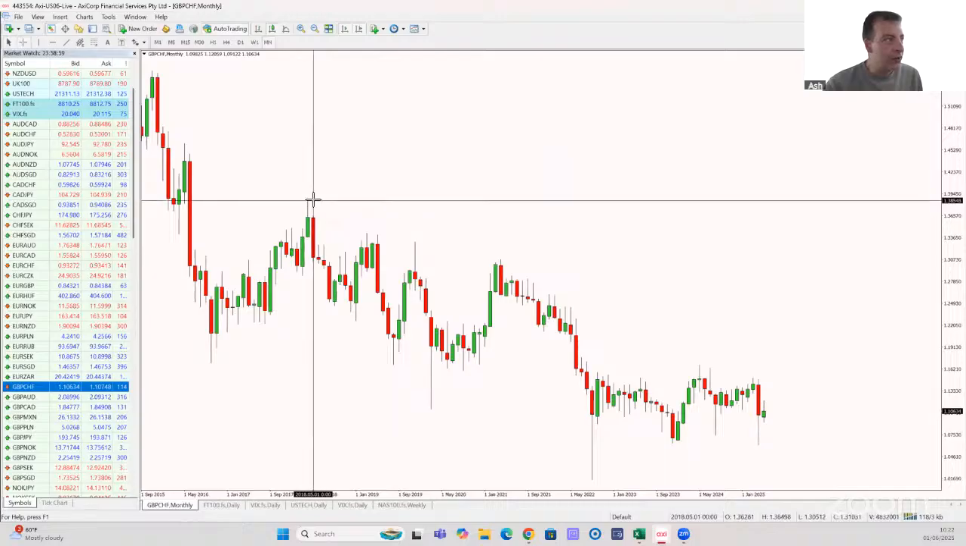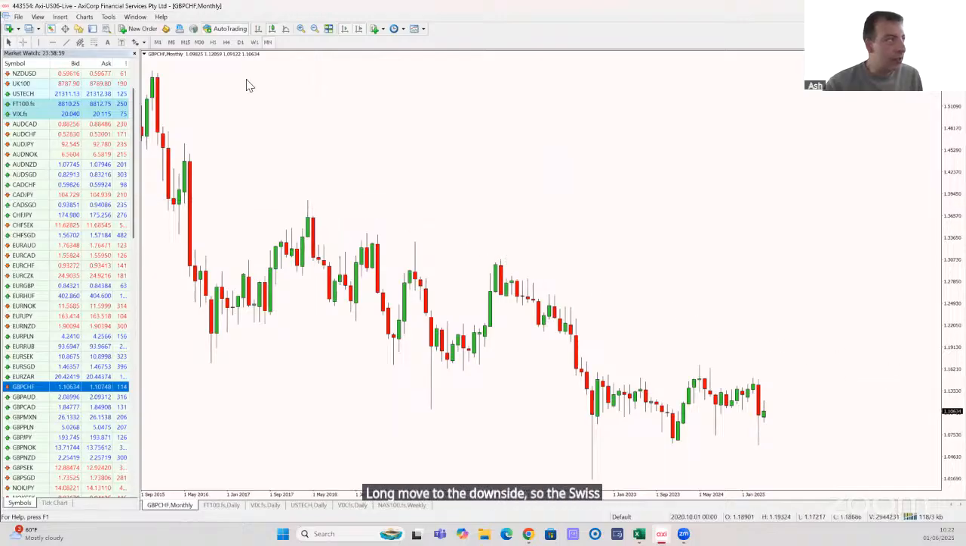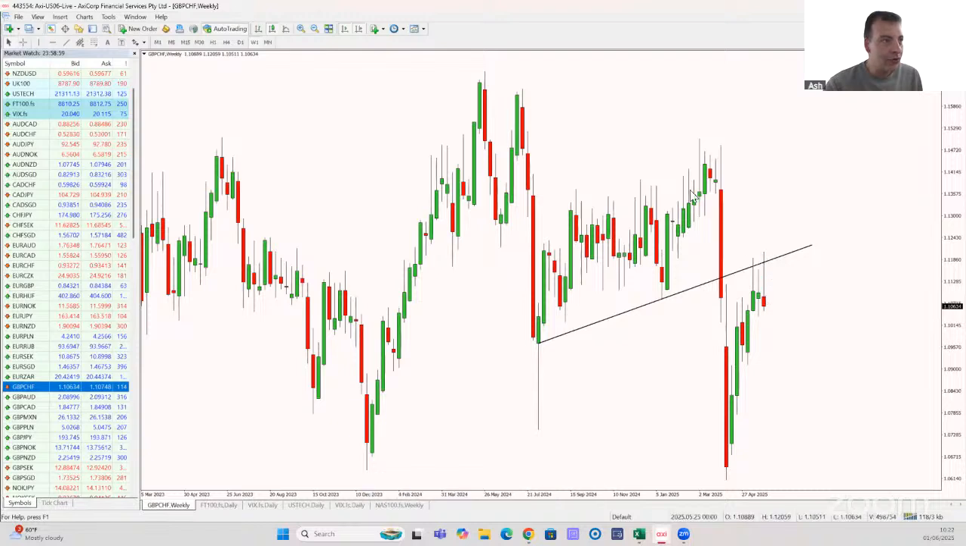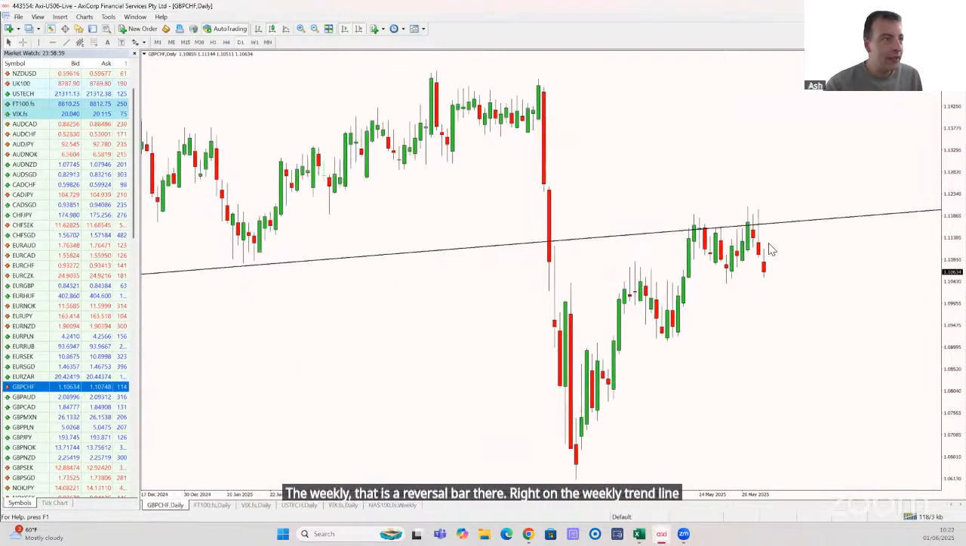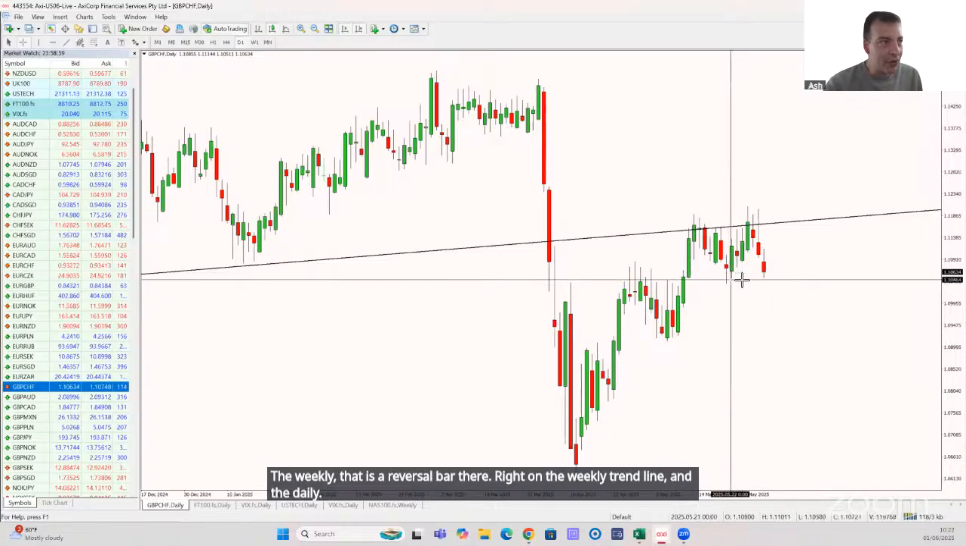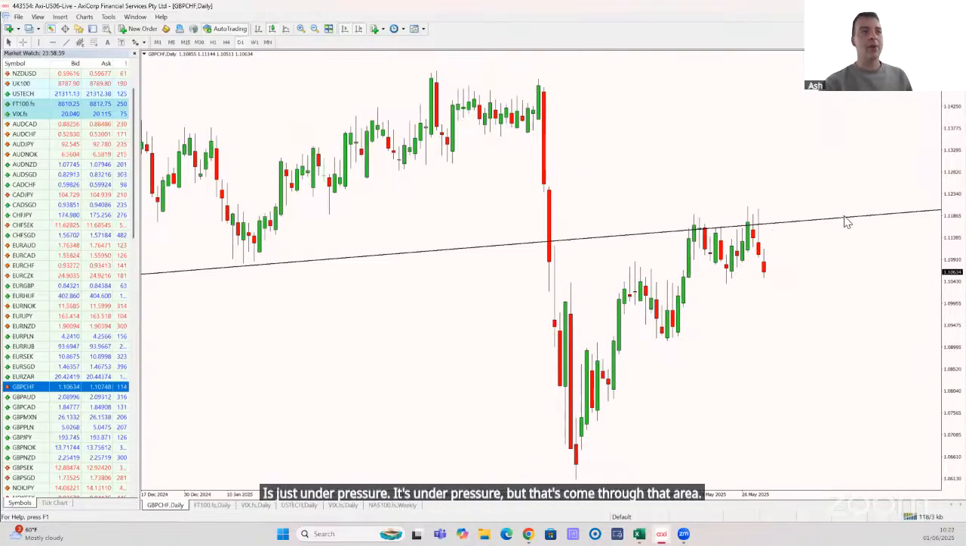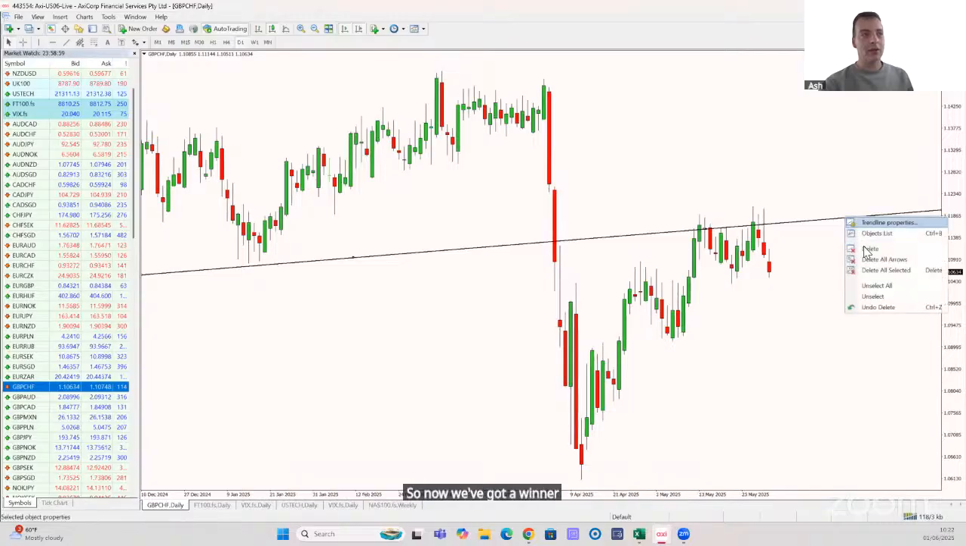Long move to the downside, so the Swissie's looking really good here. The weekly, that is a reversal bar there, right on the weekly trend line, and the daily is just under pressure. It's under pressure, but that's come through that area. So now we've got a winner.